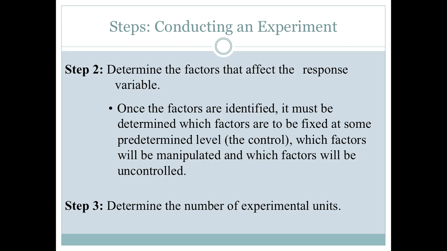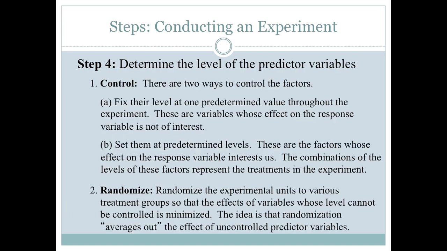Step three would be to determine the number of experimental units. Step four would be to determine the level of the predictor variables. So with control, there are basically two ways to control the factors. You can either fix their level at one predetermined value throughout the experiment, or set them at some kind of predetermined levels. So these are the factors whose effect on the response variables interest us. The combinations of the levels of these factors represent the treatments in the experiment.